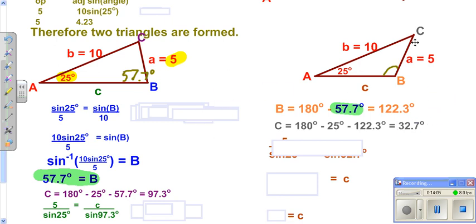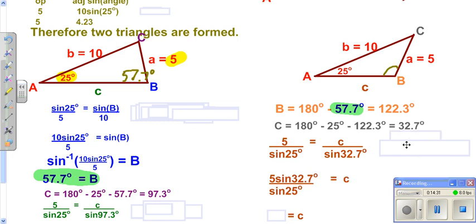Now, when you know C, you can find side C. And once again, I'm going to put side C on top. So therefore, I'm going to start with the side that I knew of 5 over the sine of the angle that's opposite my 5. And then I'm going to put that equal to side C over the sine of angle C, which is 32.7. Multiply both sides by the sine of 32.7. That's my calculator ready form. I type it in and then I now get my decimal approximation.